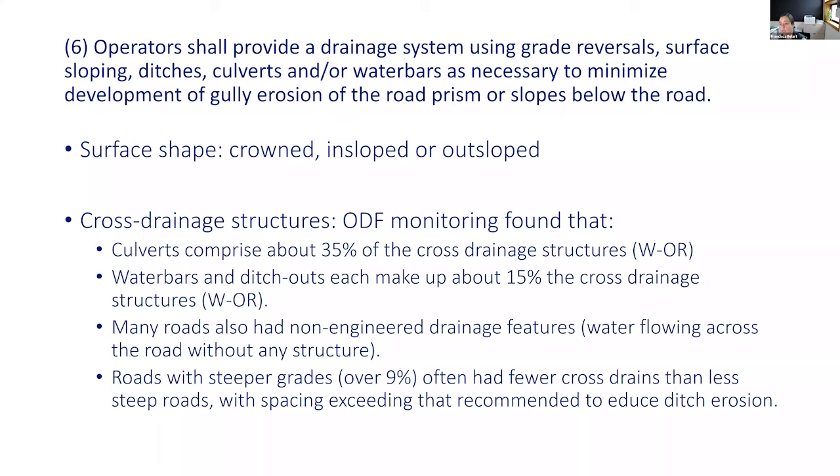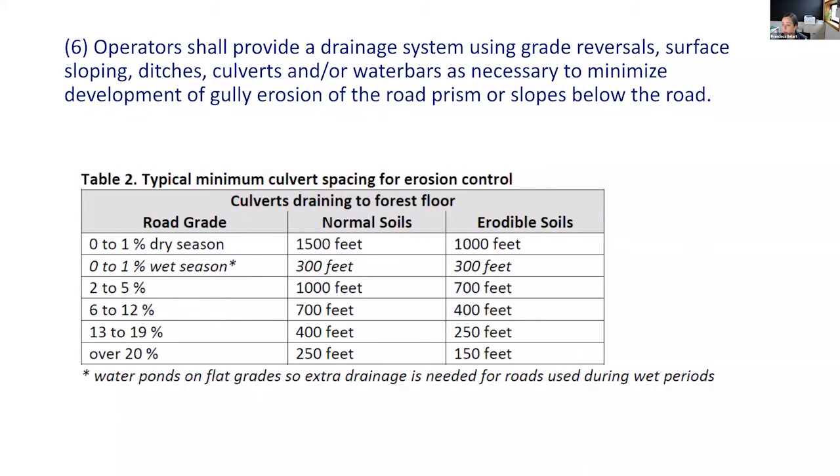And then the next one is to keep cross drainage structures spaced in a way that they will keep an adequate drainage to the road system. And for the most part, culverts are the ones that are mostly used for cross drainages, at least in Western Oregon. And then next to that is water bars or ditch outs. So these need to be spaced depending on the road grade. So the higher the road grade, the steeper the road, the closer together those drainage needs to be.